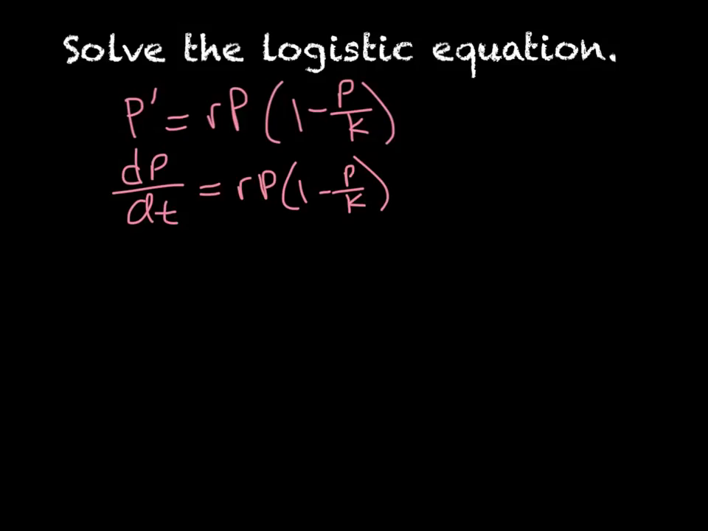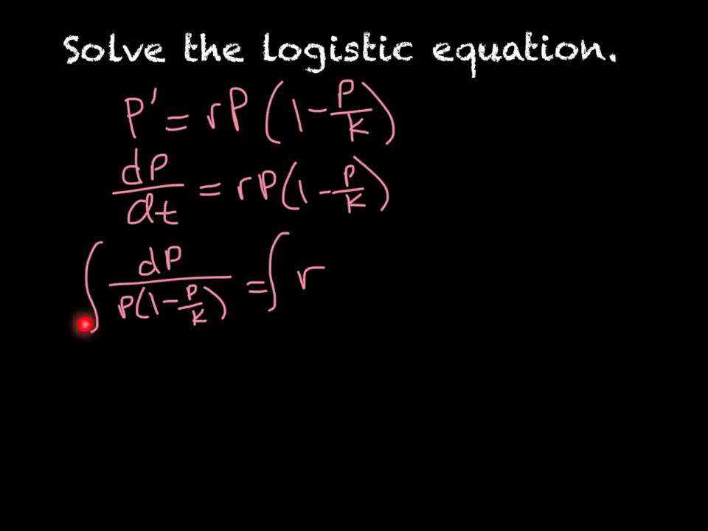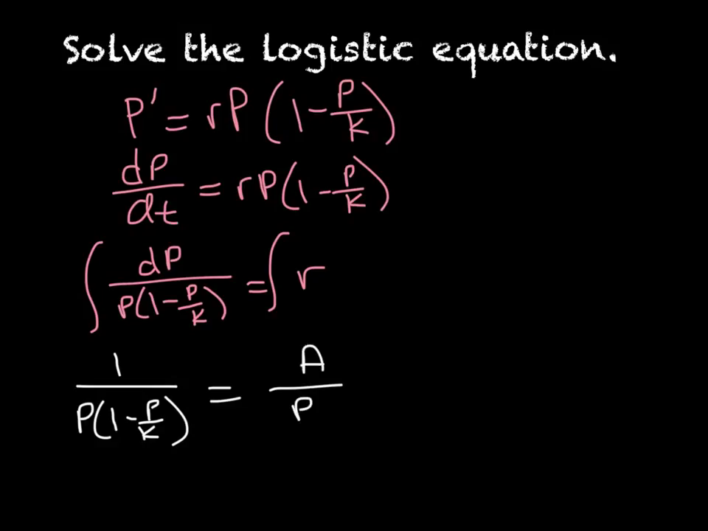And then use separation of variables, so we get dP over P times (1 minus P over K) equals r. And then we want to integrate. But in order to integrate this side, we're going to have to use partial fractions expansion, meaning we want to write 1 over P times (1 minus P over K) in the form of A over P plus B over (1 minus P over K).